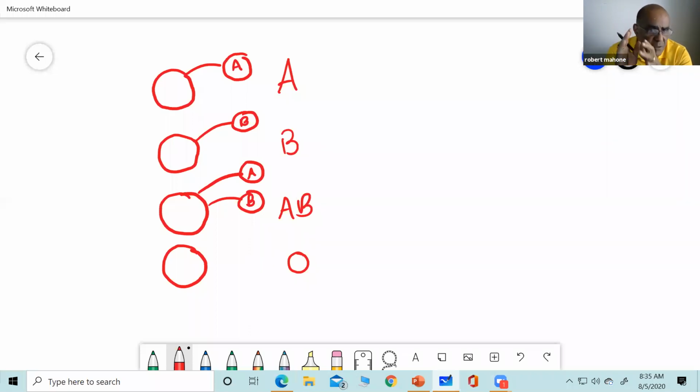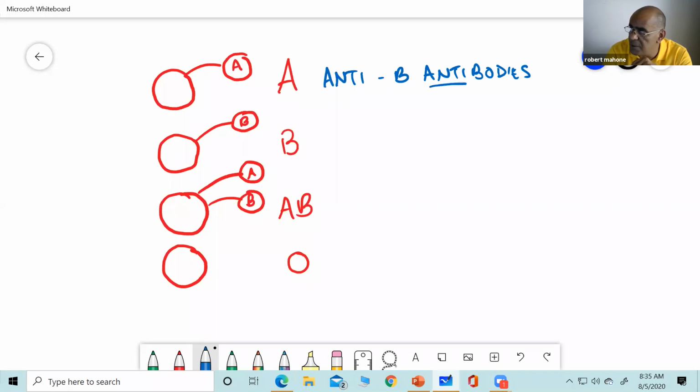But that's not a 100% match, and let me tell you what I mean by that. People who are type A have anti-B antibodies. An antibody is something that seeks out and destroys. So these antibodies seek out and destroy the B blood. So if you put B blood into an A person, their antibodies will become active and destroy all the blood you just put in them.